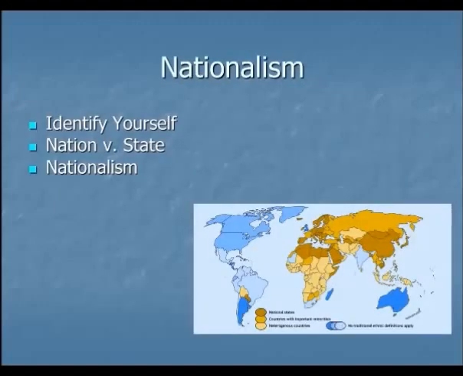The first thing we want to look at is how you identify yourself. Is it your religion? Is it your ethnicity? Is it your nationality? Your age? Your last name? The clan you belong to? The town you live in?